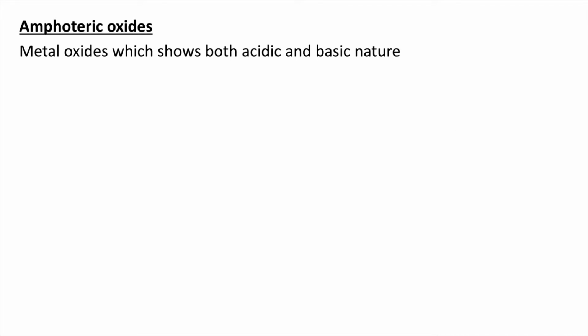I will write one chemical equation here to show how amphoteric oxides react with both acid and base. I am taking the example of aluminium oxide. Aluminium oxide is Al2O3. So we are considering it as a base. It can react with acid, hydrochloric acid, to form the salt AlCl3 and water. This is the basic equation. Now we can balance it.